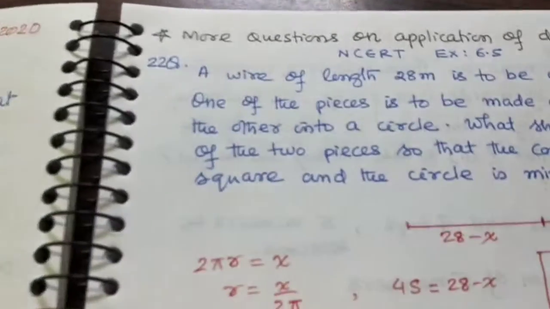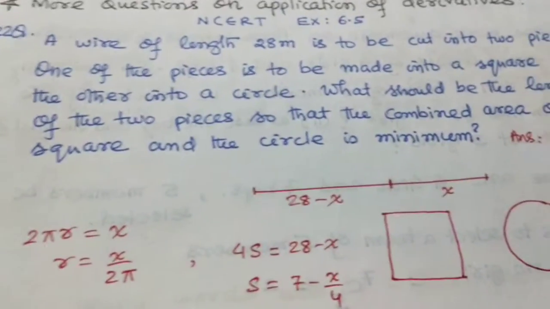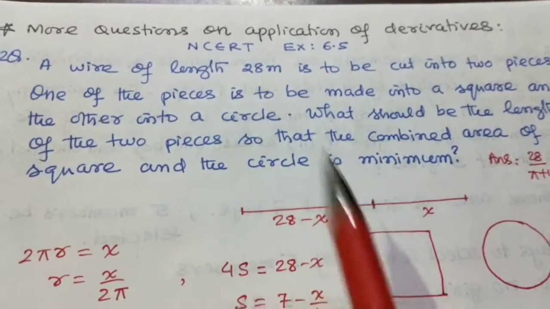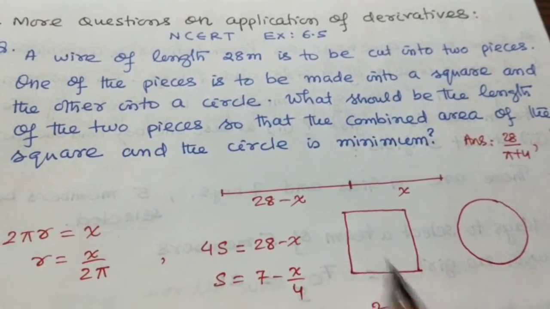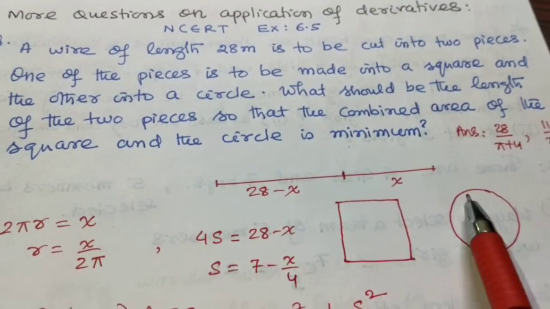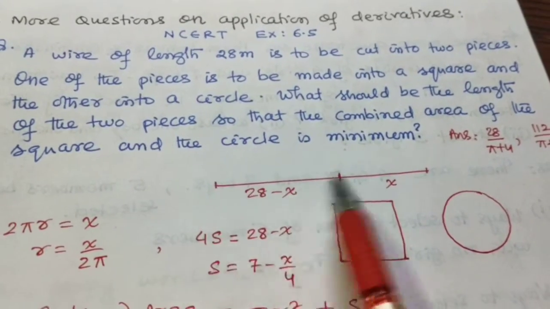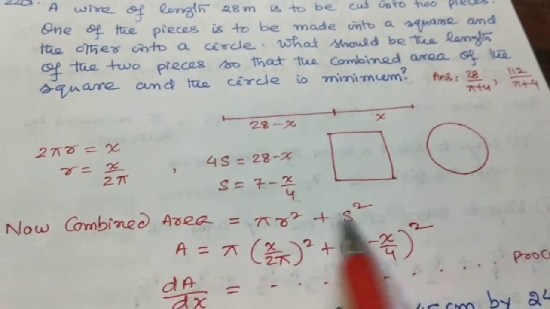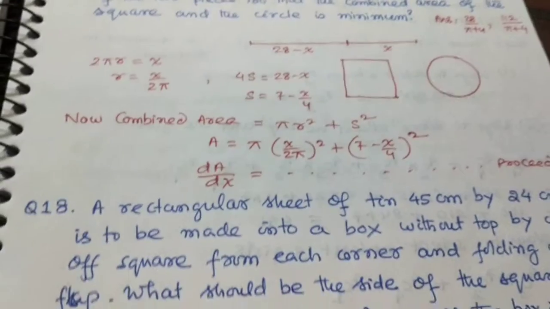I will be assigning two more questions. A wire will be cut into two pieces. One is made into a square, another made into a circle. Then how to find the minimum combined area. These are very, very profound application of derivatives questions.